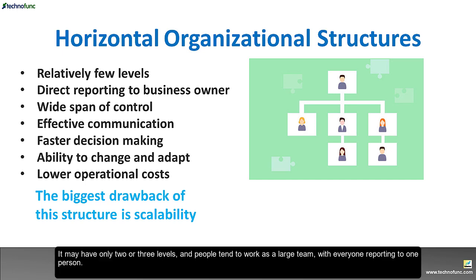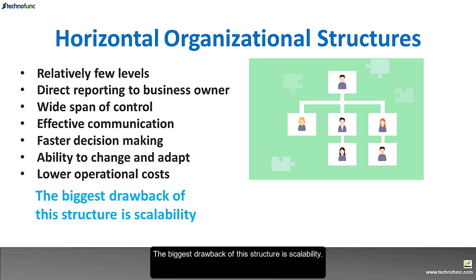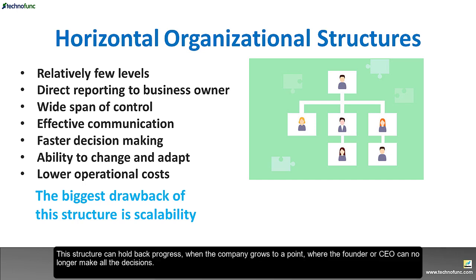The simple or flat structure is common in small businesses. It may have only 2 or 3 levels, and people tend to work as a large team, with everyone reporting to one person. It can be a very efficient way of working, with clear responsibilities, as well as a useful level of flexibility. The biggest drawback of this structure is scalability. It does not support scaling up with growth. This structure can hold back progress when the company grows to a point where the founder or CEO can no longer make all the decisions.